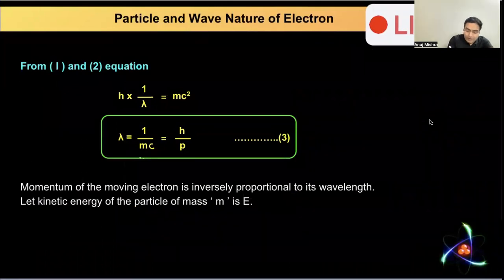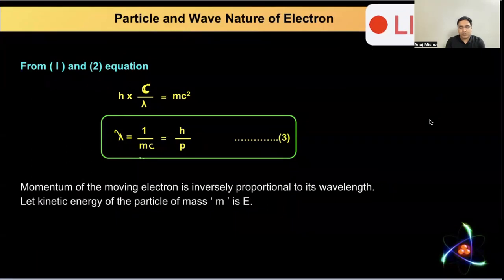If you keep it like this, mc square is hc by lambda. So lambda is, yes, how much? H by P. Or we can say lambda is H upon MC. कर पाओगे? Everyone please check, confirm that you have understood this much. Then I can proceed further.